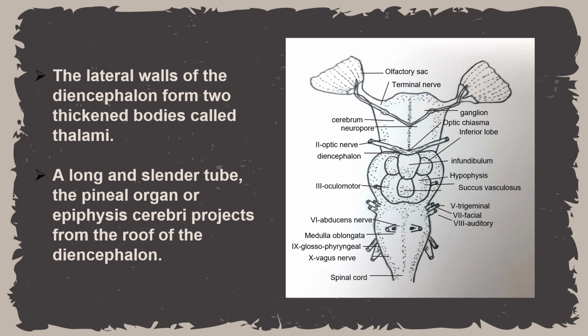The infundibulum is dilated to form two oval thick-walled bodies called lobi inferiores, whose distal ends are produced into two thin-walled glandular sacs called saci vasculosi. The lobi inferiores are the centers for gustation and smell. The hypophysis is attached to the infundibulum. The optic chiasma lies in front of the infundibulum. The optic chiasma is formed by the decussation of the nerve fibers of the two optic nerves.